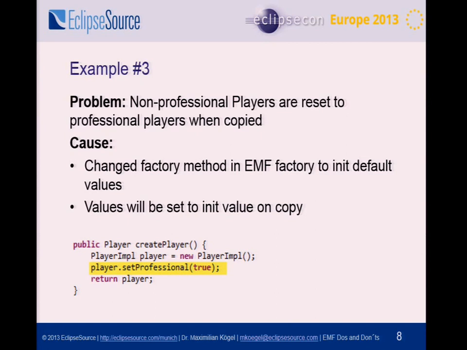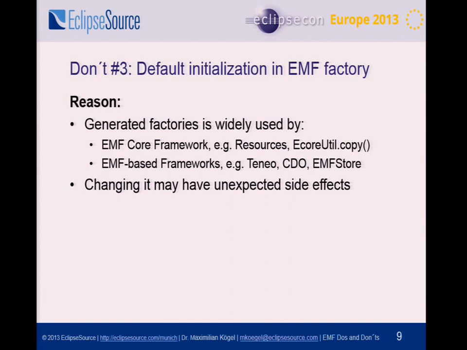The problem with that, similar to don't number one, is that these generated factories are widely used. So they are used by the EMF core framework, for example, for deserialization or for copying, such as in this case, and by the other EMF-based frameworks. And if you change the factory, it will, for example, be used during copying, and you initialize something to a value that it maybe wasn't in the original. So changing this generated code again has some unwanted side effects, and there is a way to get around this.